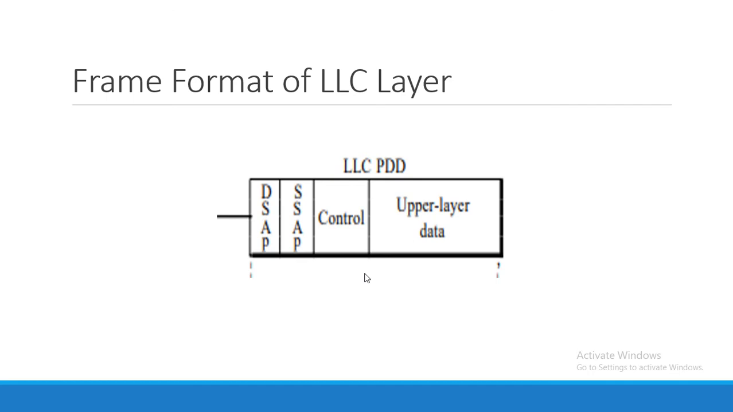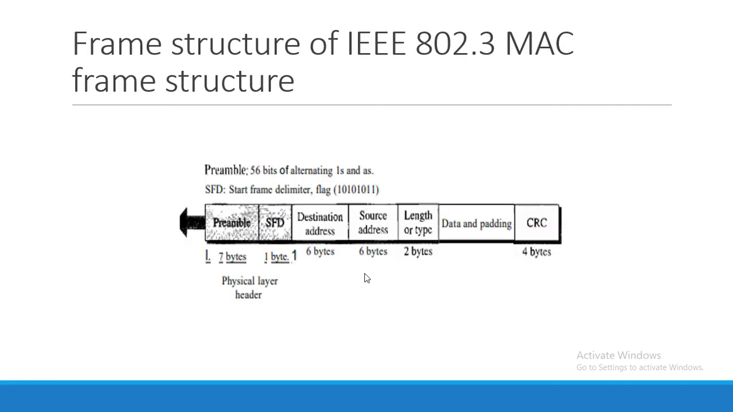This is the frame format of the LLC layer, and now let's see the frame structure of the IEEE 802.3 MAC frame. As you can see, this consists of 7 fields, and those are preamble, SFD, DA, SA, length or type of protocol data unit, PDU or upper layer data, and CRC.